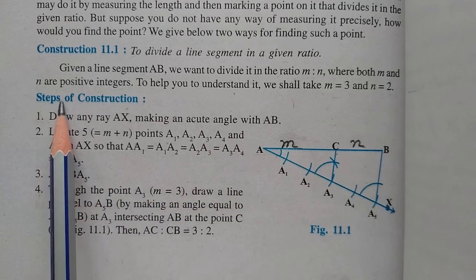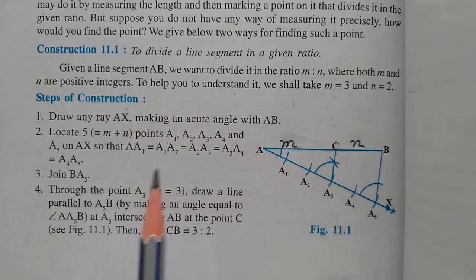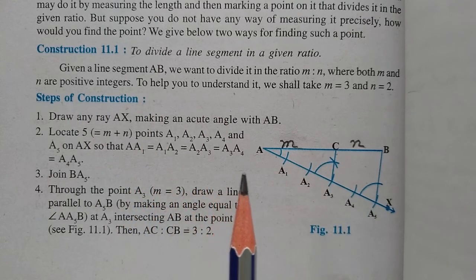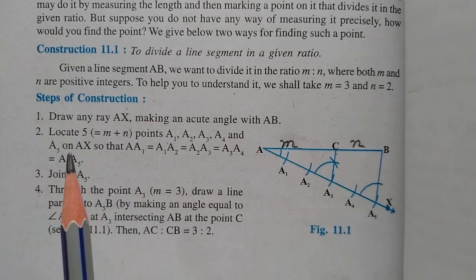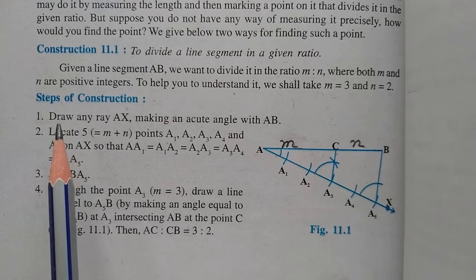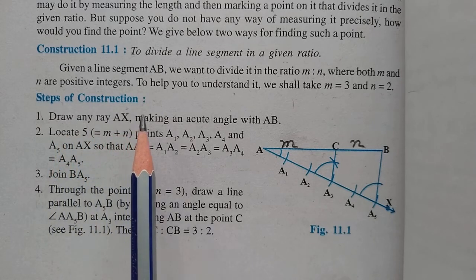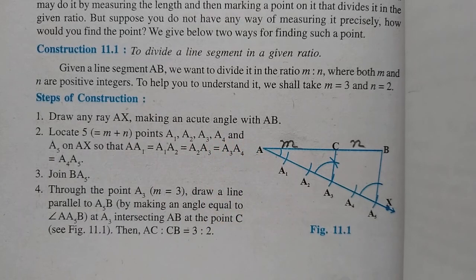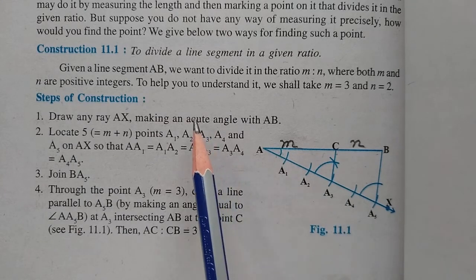Now children, steps of construction and construction you have to do simultaneously. Once you learn the topic, then first you do the construction, then write down the steps. Let us learn the first step. Draw a ray AX making an acute angle with AB. Children, what is the meaning? AB is given. Now here we have to draw ray AX such that this angle is an acute angle.